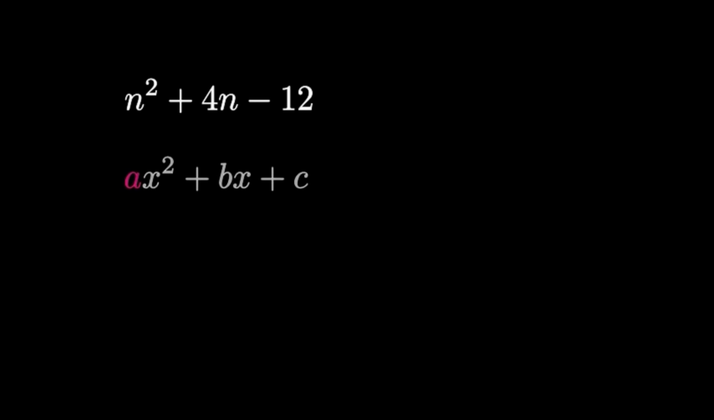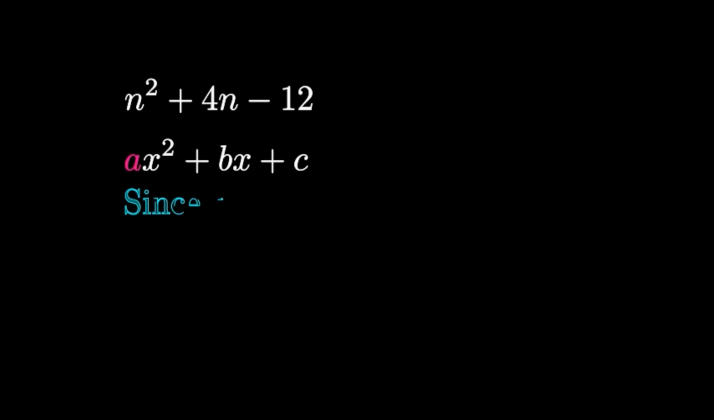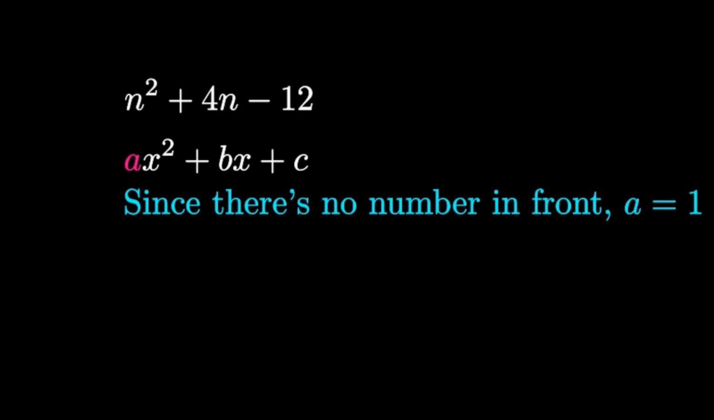The thing we want to look at is the thing in front of the n squared, the a. They call that a in the general formula you see right there. Look at the a, the thing in front of the n squared. There's no number in front of the n squared, so that means that a is equal to 1.